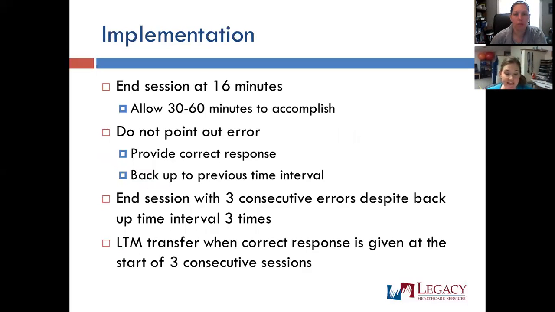And then it essentially transfers to long-term memory once they have remembered that response at the beginning of the session. So when you give them that lead question for the first time, and they remember it right away without having worked on it for however many days, then if you have 3 consecutive sessions like that, they have transferred it to long-term memory.